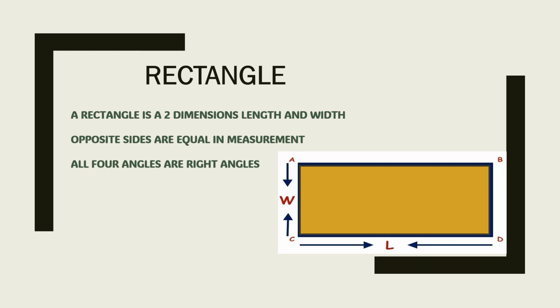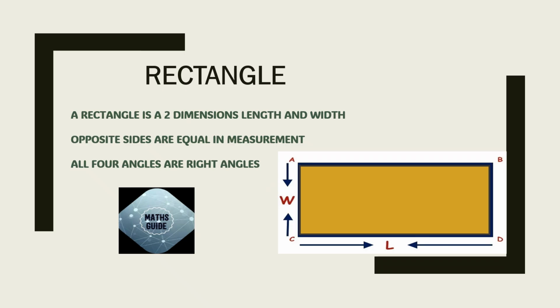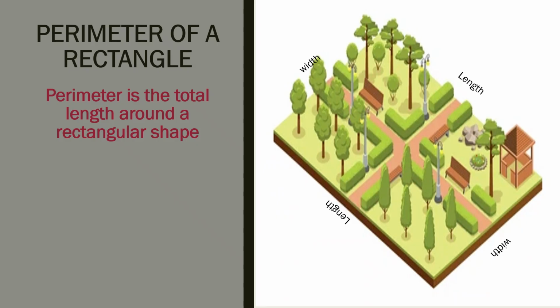Now let's understand what is a rectangle. A rectangle is a two-dimensional shape. It is a four-sided figure. Opposite sides are equal in length and opposite sides are parallel to each other, and it has four angles and all angles are of 90 degrees. The perimeter of a rectangle is the total distance around its boundary.